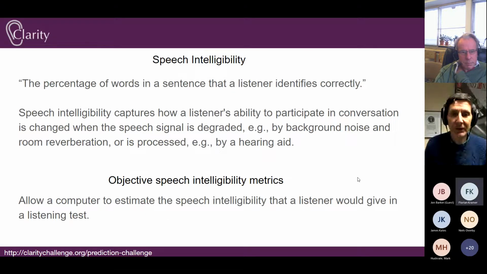So I suppose we ought to define it first of all. What do we mean by speech intelligibility? For us on Clarity, it's about the percentage of words in a sentence that a listener identifies correctly. There's other variants, but basically that's broadly what most speech intelligibility is about. And it basically captures listeners' ability to hear speech and to understand it. And we're talking about speech being degraded by things. It could be by background noise, it could be room reverberation, or in this case, it could be the hearing aid. Hopefully the hearing aid is actually improving things rather than degrading it, but I suppose it could degrade it as well. And our interest here is to make an objective speech intelligibility metric, as John kind of outlined, so I won't go into that again.